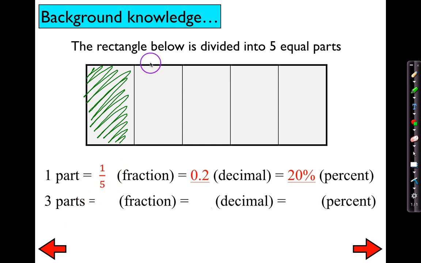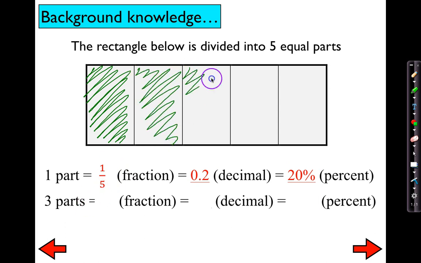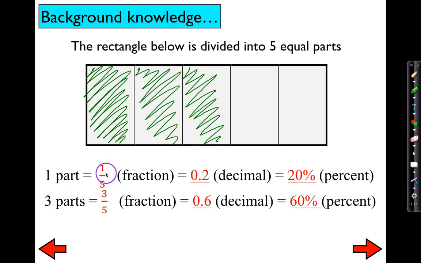Okay, so now what about 3 parts? I'm going to shade in 2 more, so a total of 3. So in this case, this would be 3 out of 5, which would convert into 6/10, which would then turn into 60%. So notice a fraction could be expressed as a decimal as well as a percent.